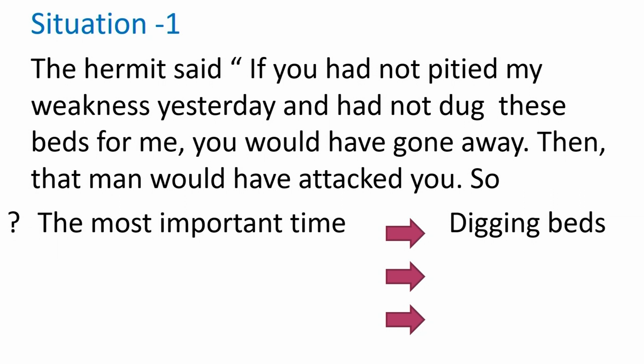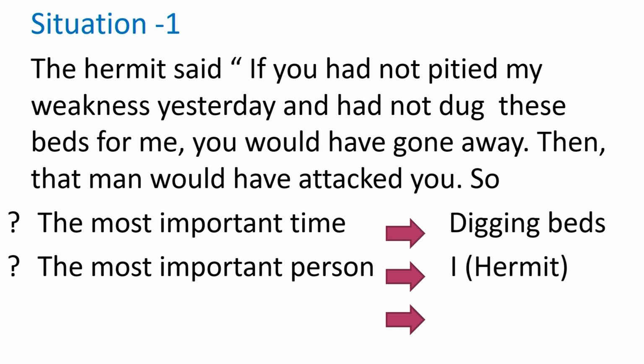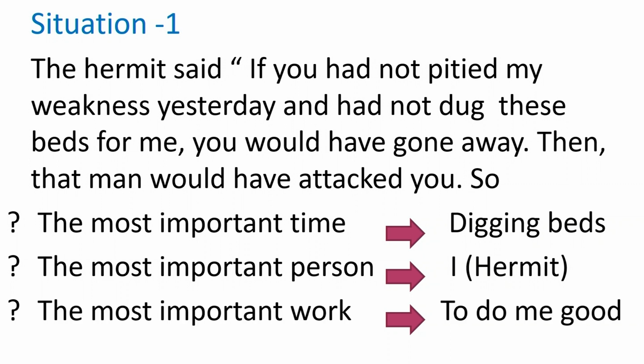Now, the second question, who should a king listen to? Who is the most important person? In this situation, the hermit is the most important person. If he didn't help him, he would die. So, the important person is the hermit. Next, the most important work. What is the work done by the king? To do me good is the important work.